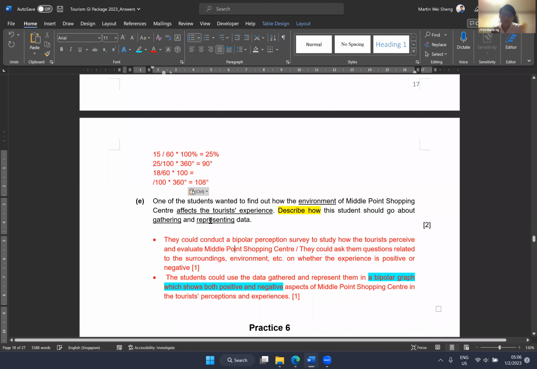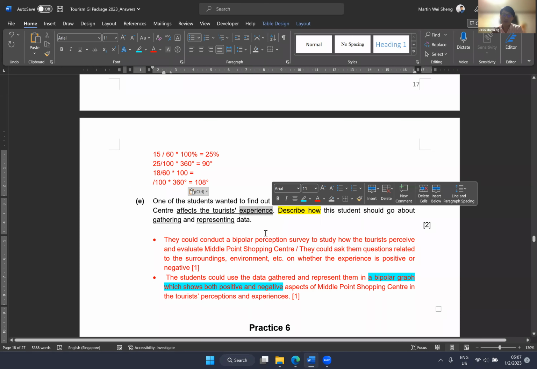Okay, final question. One of the students wanted to find out how the environment of Middle Point Shopping Center affects the tourist experience. He described how the student should go about gathering and collecting the data. So I've already given you the hint.